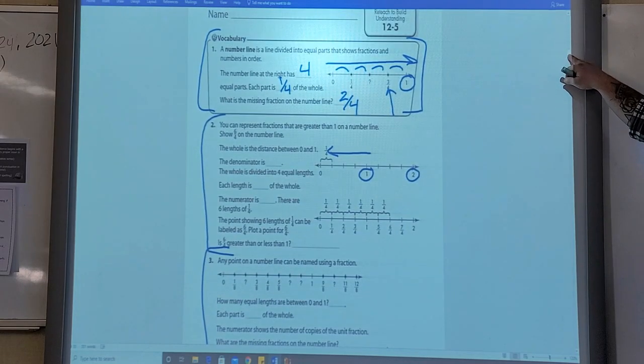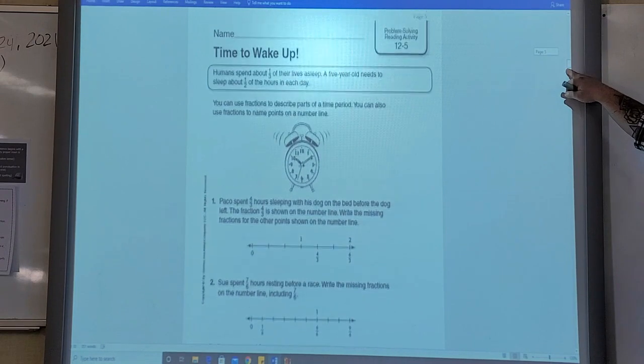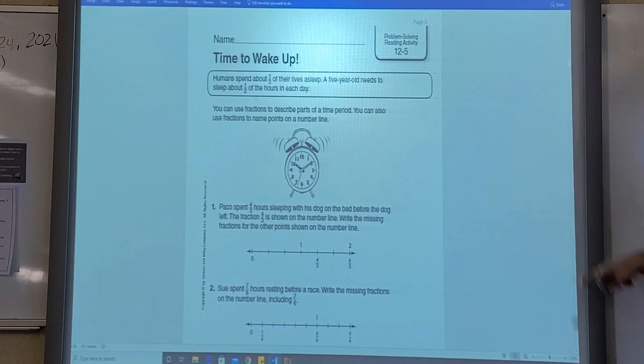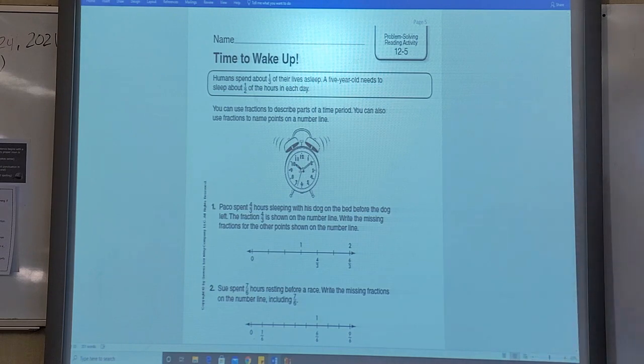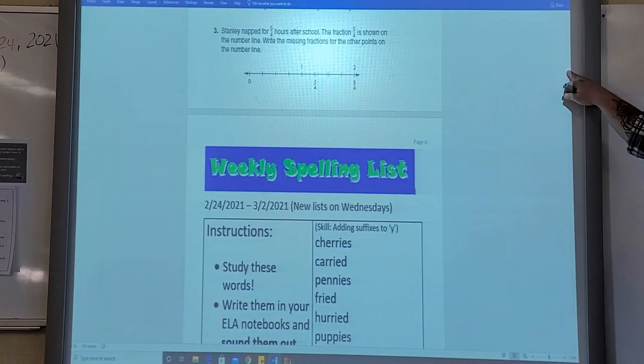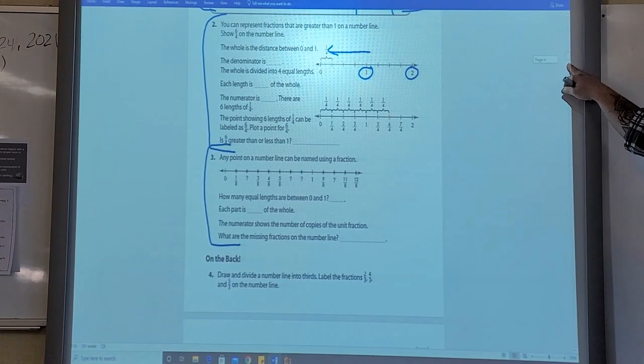Then we have another worksheet right here. This is a problem solving reading activity for 12-5. It gives you some information. We are going to go over this one further. If you want to move on and start, you can. However, because I haven't gone over it yet, I'd rather you guys focus on that first one first. And then we will go over those and then do these together, okay? Because we only have the two worksheets, and I want to make sure we spend enough time.